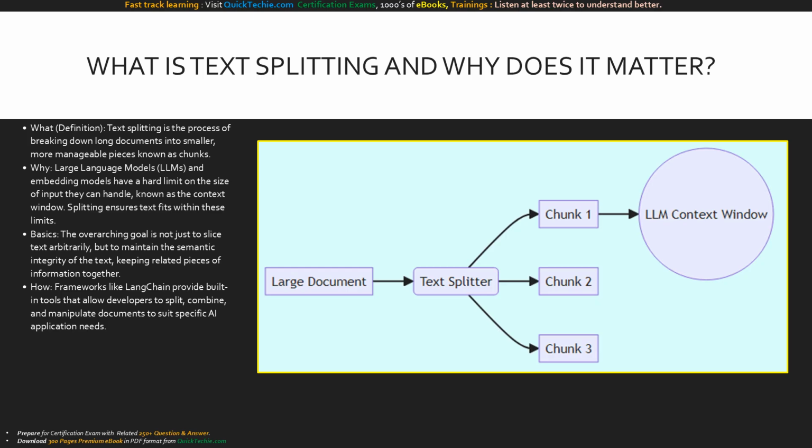But here is the critical part: we cannot just chop words in half. Our primary goal is to maintain the semantic integrity of the text, ensuring that related information stays together. To achieve this, we use specialized tools called text splitters.